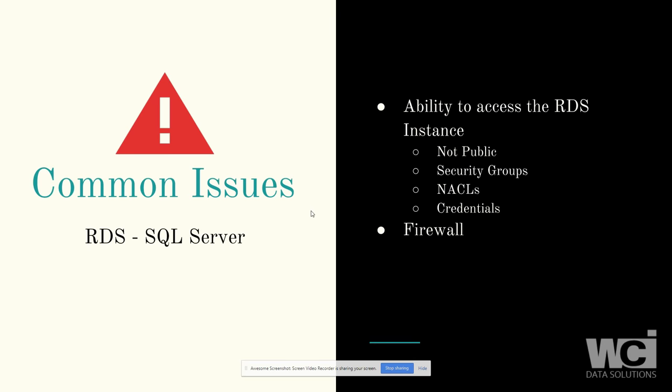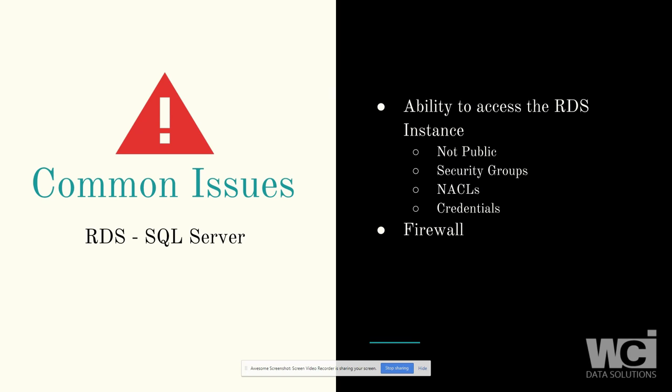Some common issues that we will see with connecting to an RDS, specifically SQL Server inside of AWS. Normally, that will fall into one of these four areas: that the instance is not publicly accessible. So you haven't actually, when you created the RDS, set it to be accessible. You potentially have a security group that is blocking access from your IP or blocking access to that RDS. You might have a configuration inside of your network ACLs that is preventing you from actually seeing it. It could be a port, could be IP related.